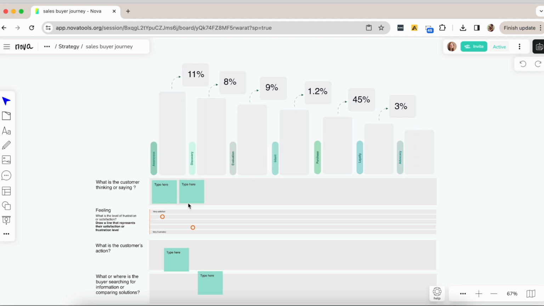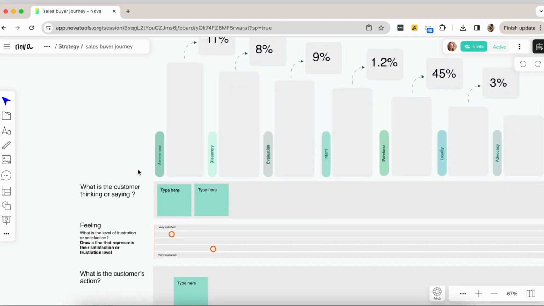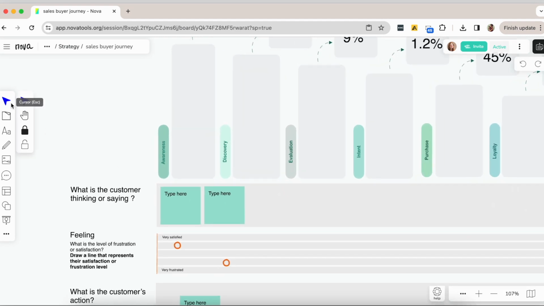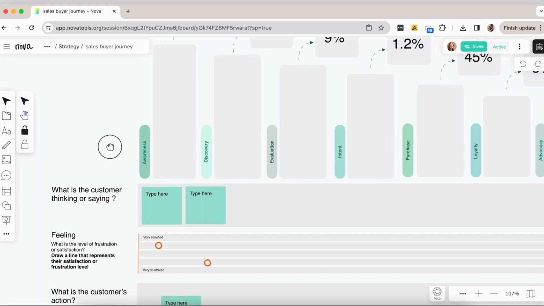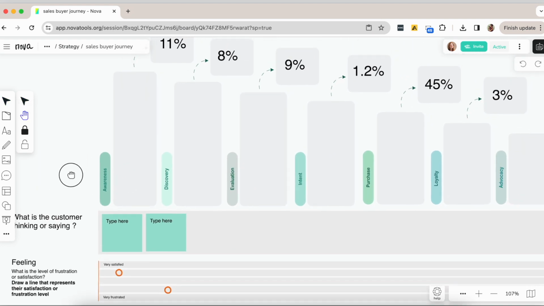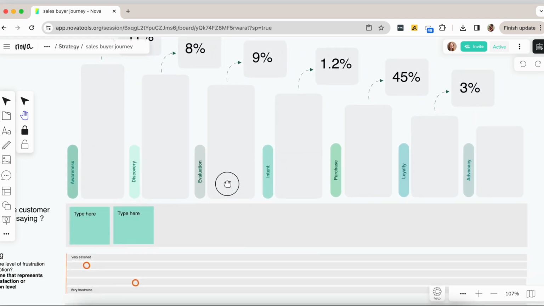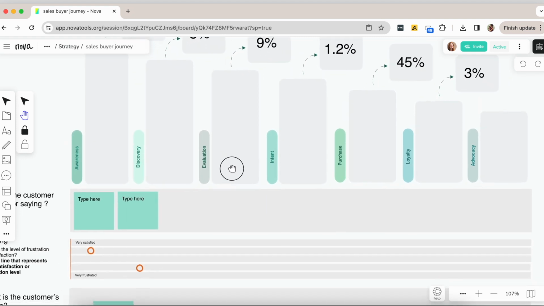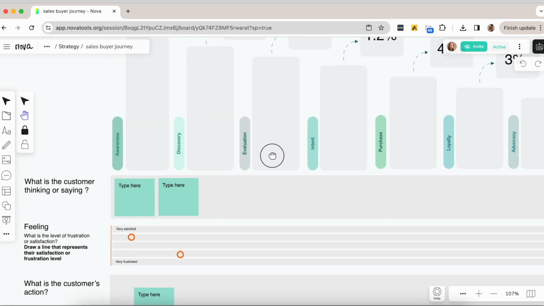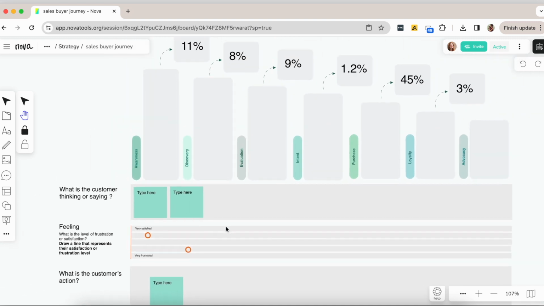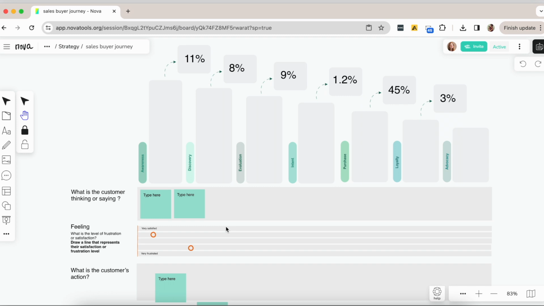The buyer's journey is the process that a potential customer goes through from the initial awareness of a product or service to the final decision to make a purchase. It is often depicted as a series of stages that customers move through, and it helps businesses understand and address the needs of their audience at each step of the process, looking into potential blockers and pains.